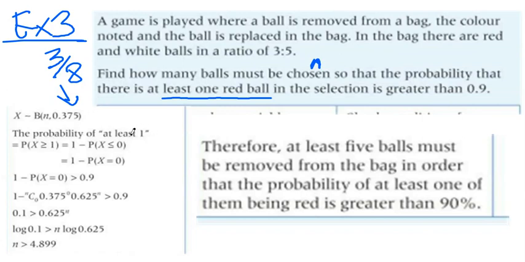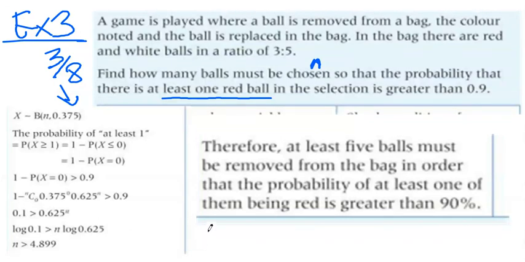So when I say at least one, it means more than one. It means I can say 1 minus P of x less than or equal to 0. So it means it's 1 minus P of x equal to 0. It means probability of getting no red balls. So 1 minus, I use the formula for P of x equal to 0, and 0.625 to the power n is bigger than 0.9. And then I take all to one side and I solve for n. You know that you can use log here or ln, and I got n bigger than 4.899.